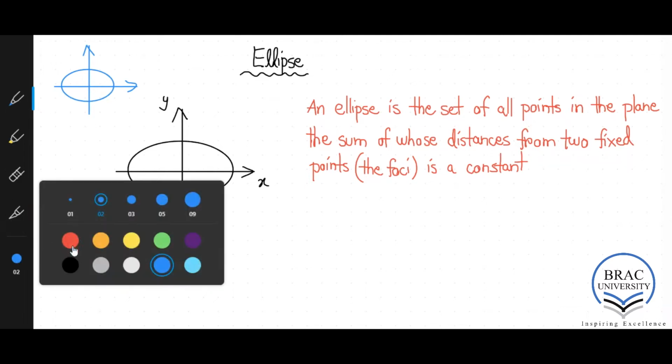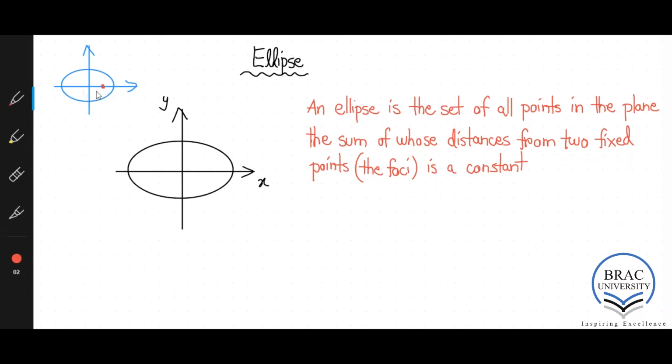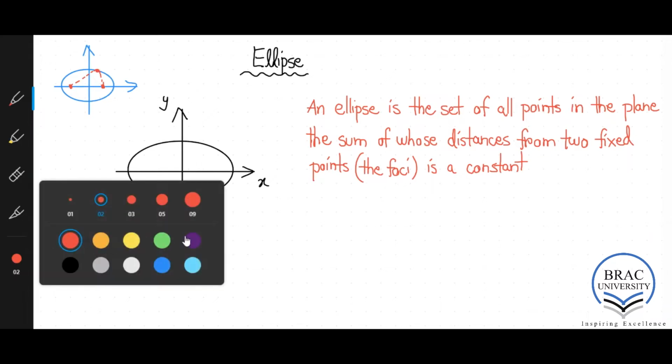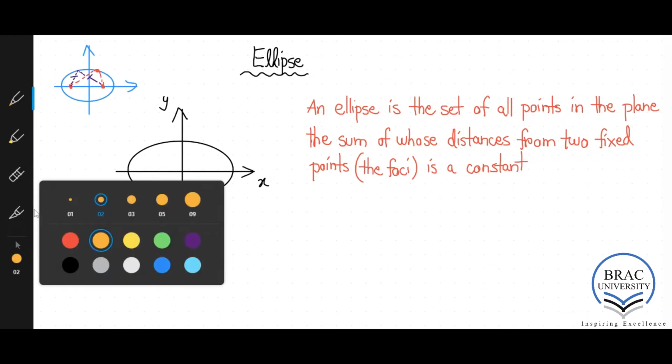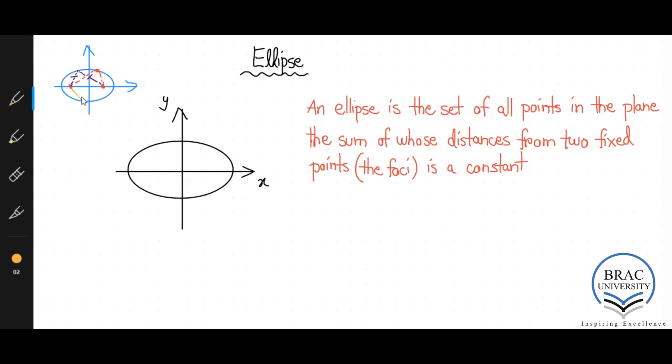What does this mean? If you look at this diagram, if we have two foci and we add their distances to a particular point, and perhaps like if we look at another point here and we add these distances, this is always going to be a constant. So the sum of the lengths of the purple line, and the sum of the lengths of the orange line and the red line are always constant, and that's how an ellipse is defined.